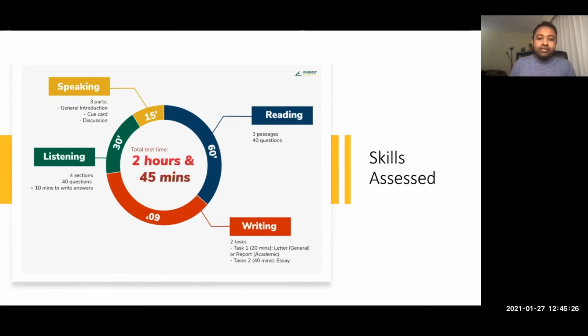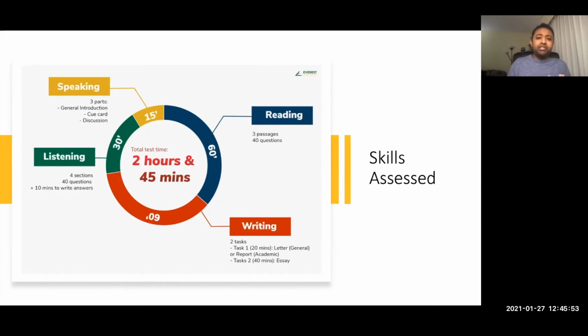The next is the writing test. You get 60 minutes again, and you have 2 tasks. Task 1 for a general training candidate is a letter, and for an academic candidate is a report writing, a summary of some sort. While task 2, again, is common for both, and it's an essay that you'll have to write for a minimum of 250 words.